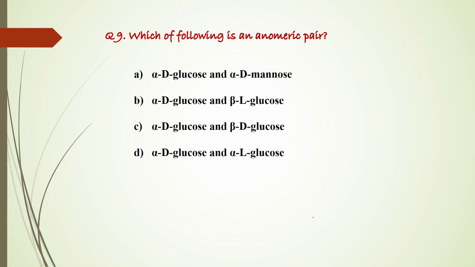Let us move to that. It is saying, which of the following is an anomeric pair? This is already written here. I think you all know the answer. Please do write it in the chat box and then I will explain it. Which of the following is an anomeric pair?